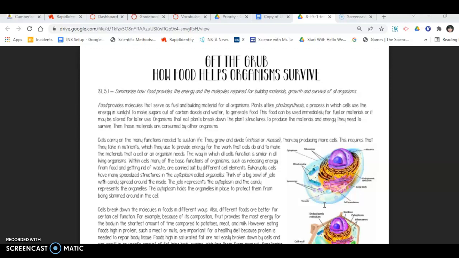Get the grub. How food helps organisms survive. Food provides molecules that serve as fuel and building material for all organisms. Plants utilize photosynthesis, a process in which cells use the energy in sunlight to make sugars out of carbon dioxide and water to generate food. This food can be used immediately for fuel or materials, or it may be stored for later use. Organisms that eat plants break down the plant structures to produce the materials and the energy they need to survive. Then those materials are consumed by other organisms.